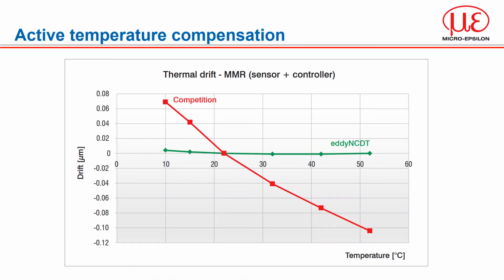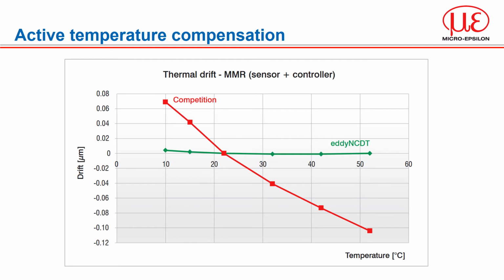All of the Micro-Epsilon sensors and controllers are actively temperature compensated, sensors up to a maximum of 180 degrees C and controllers up to a maximum of 50 degrees C. This means that the temperatures of the sensor and the controller are recorded during operation and considered in the measurement result. Consequently, you get an extremely stable measurement signal.